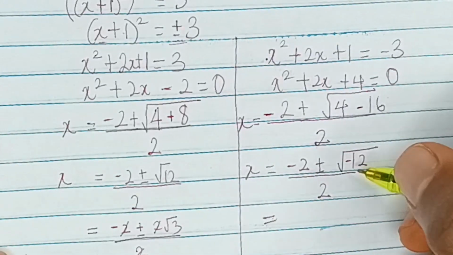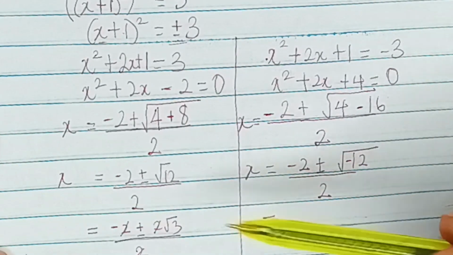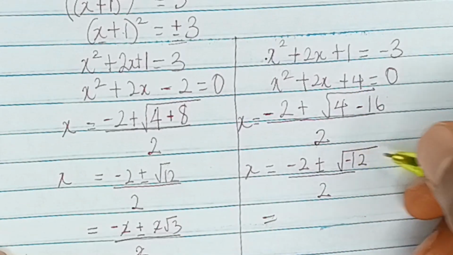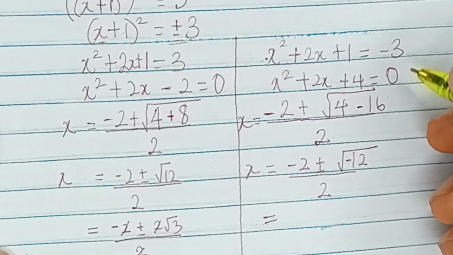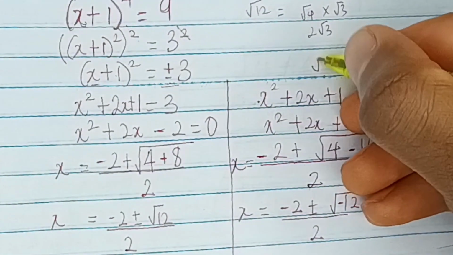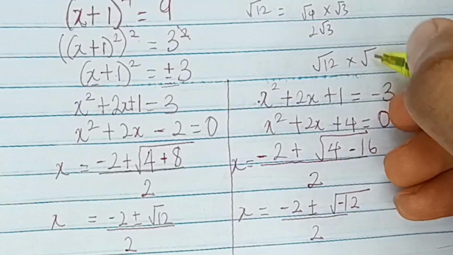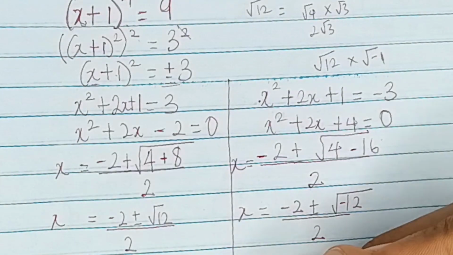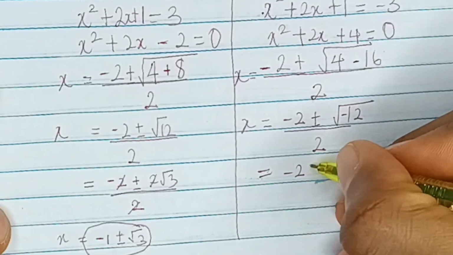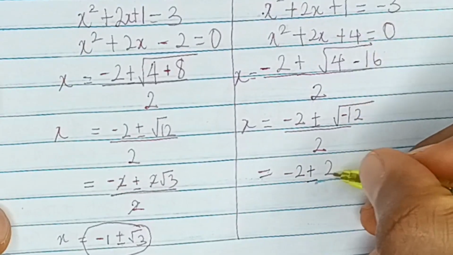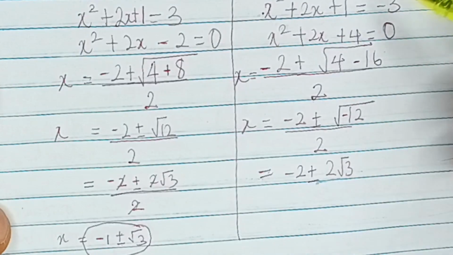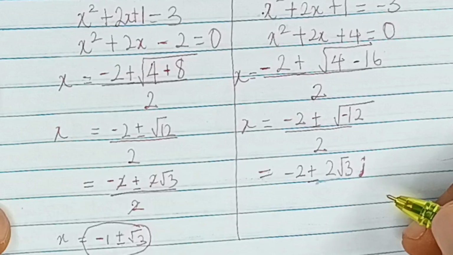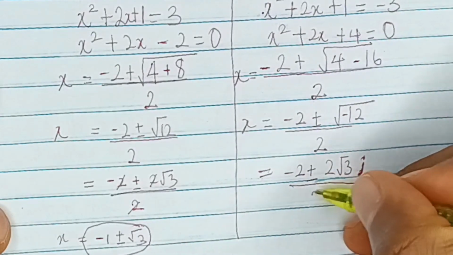Now again, we have root 12, and we've concluded from the previous answer that root 12 is 2 root 3. But recall that root of negative 12 will be equal to root of 12 times root of negative 1. So root of 12 is already 2 root 3. So we can have minus 2 plus or minus 2 root 3. Now recall that root of negative 1 is written as i, so we can just put it as i instead of writing it as root of negative 1, and divide everything by 2.